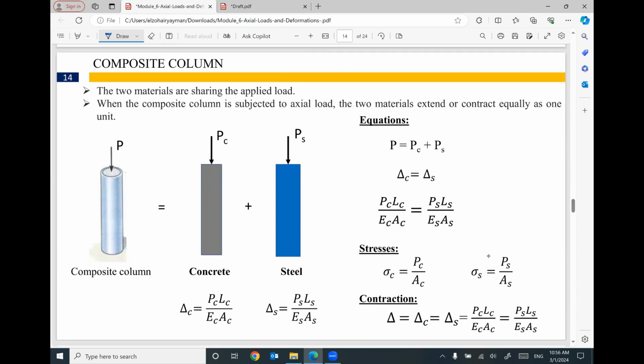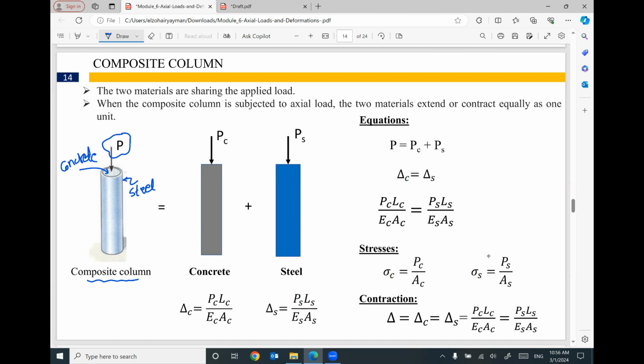So what is the problem? The problem is we have a composite column with steel and concrete. In this case, we have a steel tube filled with concrete. That makes sense? And we have an applied axial force. In this case, it's a compression force, pushing the column. So what we are looking for is how much axial deformation in this composite column, how much stress in steel and stress in concrete.